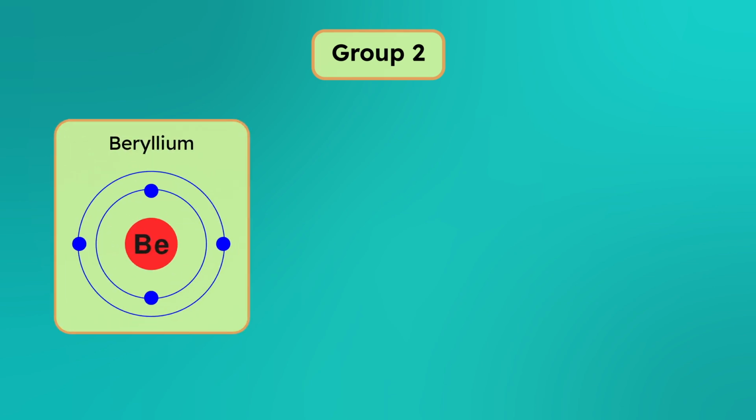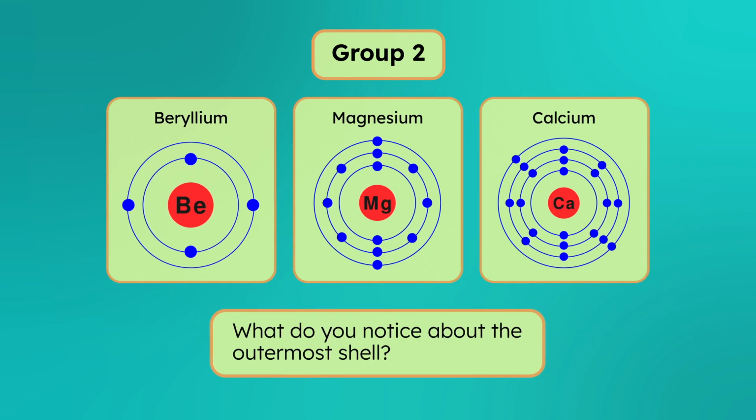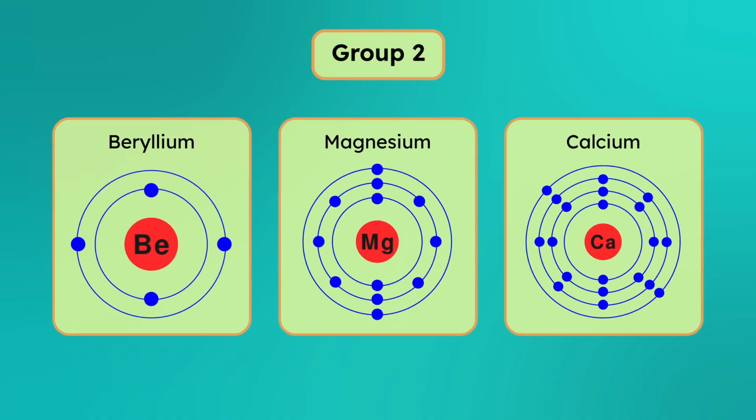Now let's examine elements from group 2: beryllium, magnesium, and calcium. What do you notice about their outermost shell? Pause the video and jot down your thoughts. Each of these elements has 2 valence electrons.